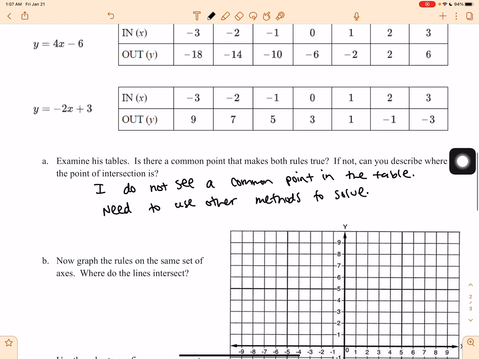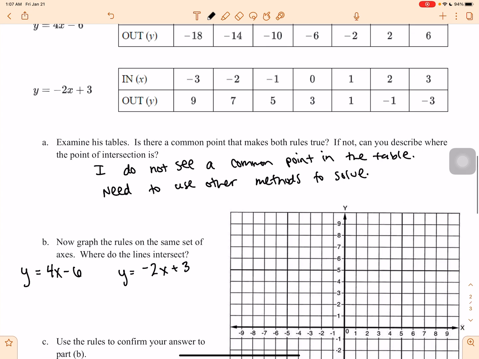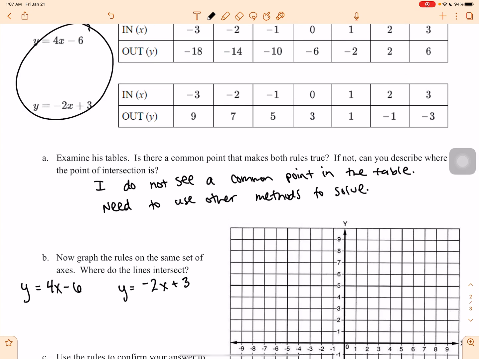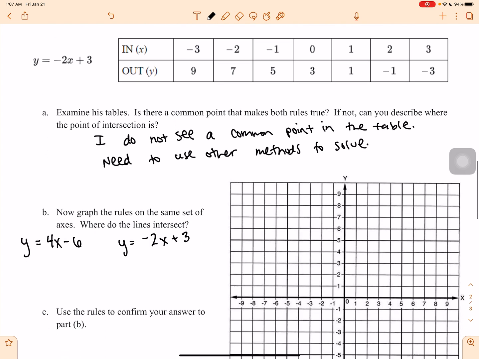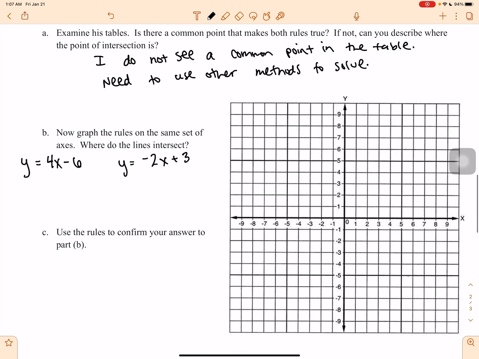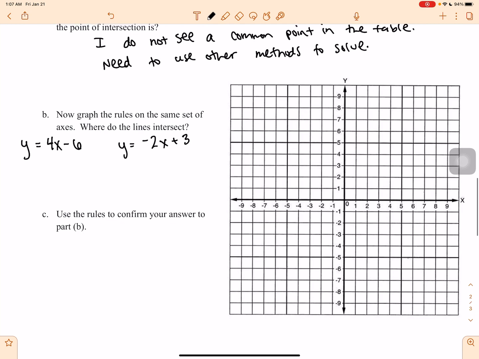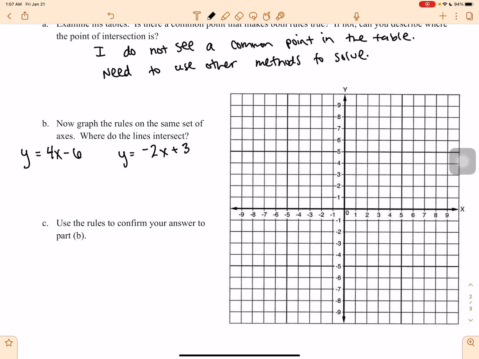So I'm going to write down these rules right here. y equals 4x minus 6 and y equals negative 2x plus 3. I just copied those down from up here, just so I have them down below. Now it says, graph the rules on the same set of axes. So we have the x and y axes there. I think some of you were struggling with graphing, but we did it last semester.